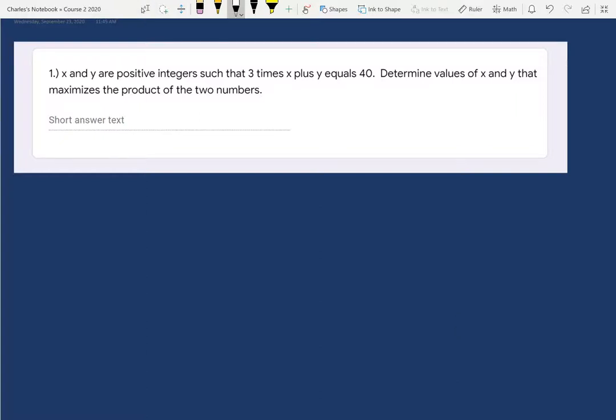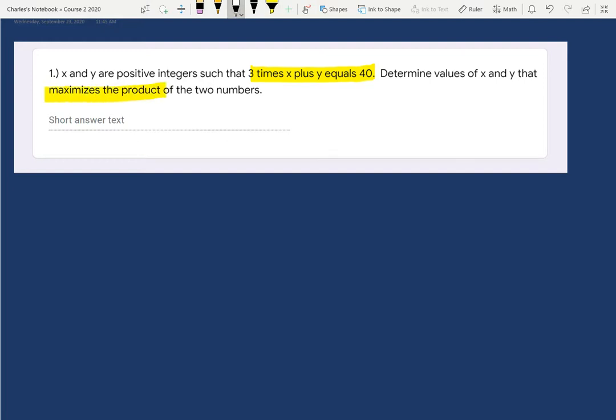All right, so I thought I'd go over one problem real quick because a student came into my office hours and asked me about it, and I think when that happens, that's usually an indication that more people would be confused by it. So the question is, x and y are positive integers such that 3 times x plus y equals 40. Determine the values of x and y that maximizes the product of the two numbers.